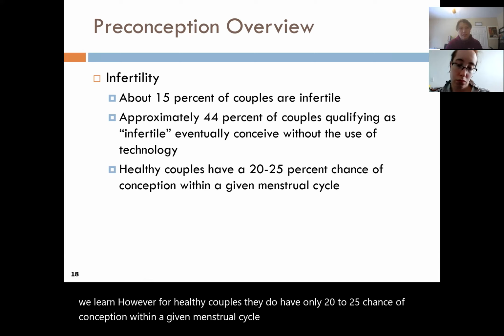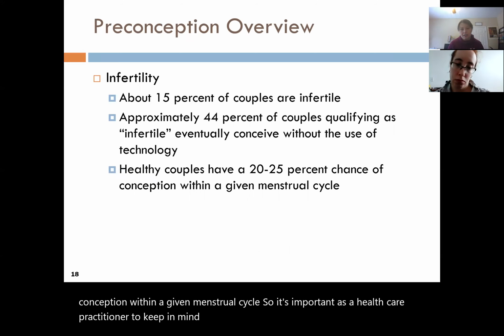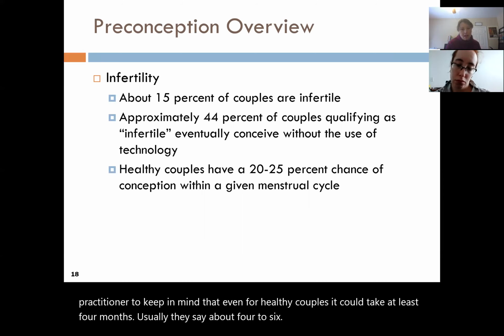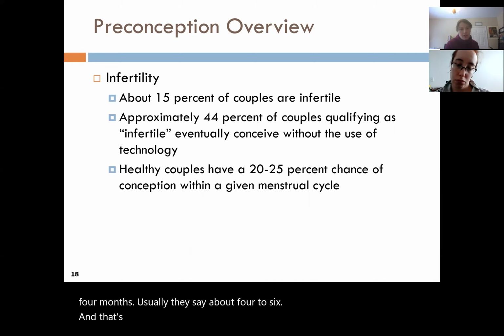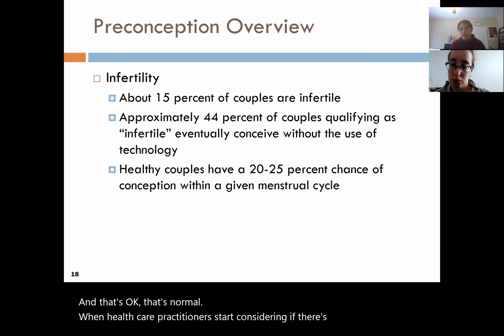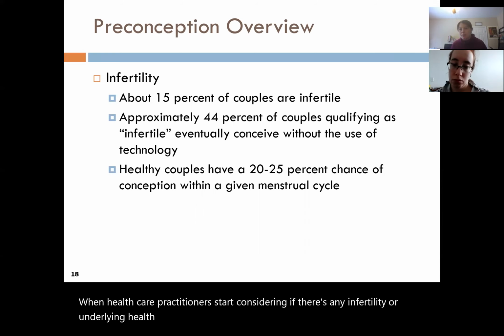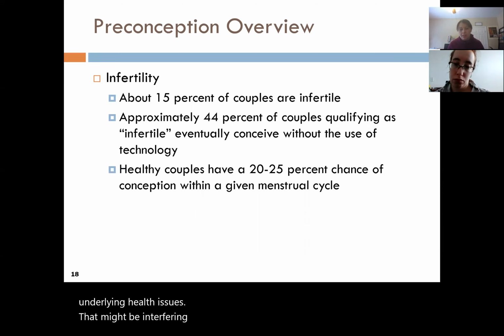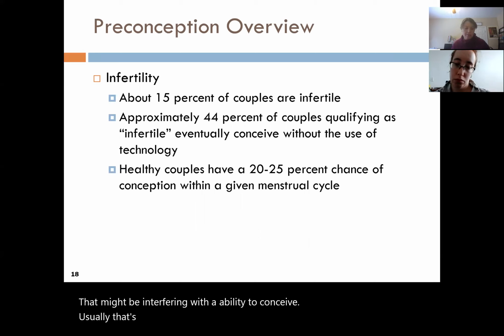So it's important as a healthcare practitioner to keep in mind that even for healthy couples, it could take at least 4 months. Usually they say about 4 to 6 months to conceive, and that's okay. That's normal. Healthcare practitioners start considering if there's any infertility or underlying health issues interfering with the ability to conceive usually after about 1 year of actively trying.